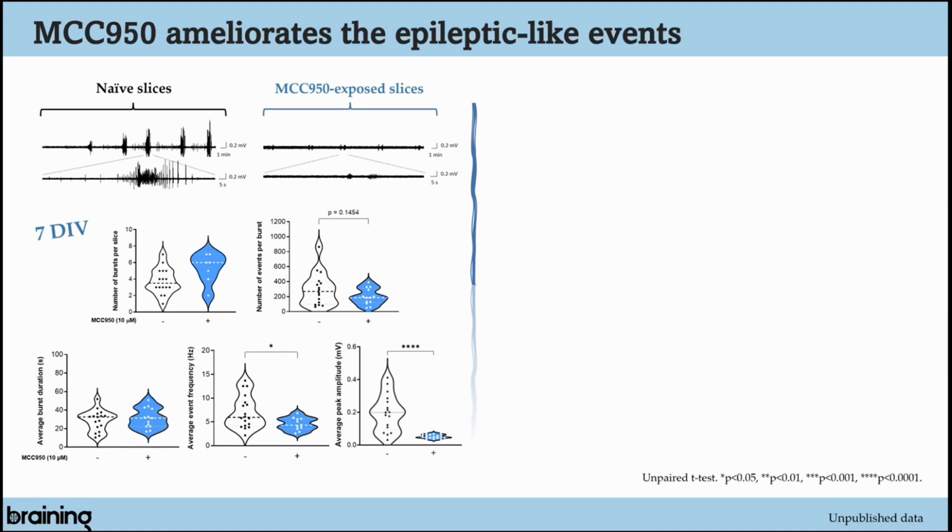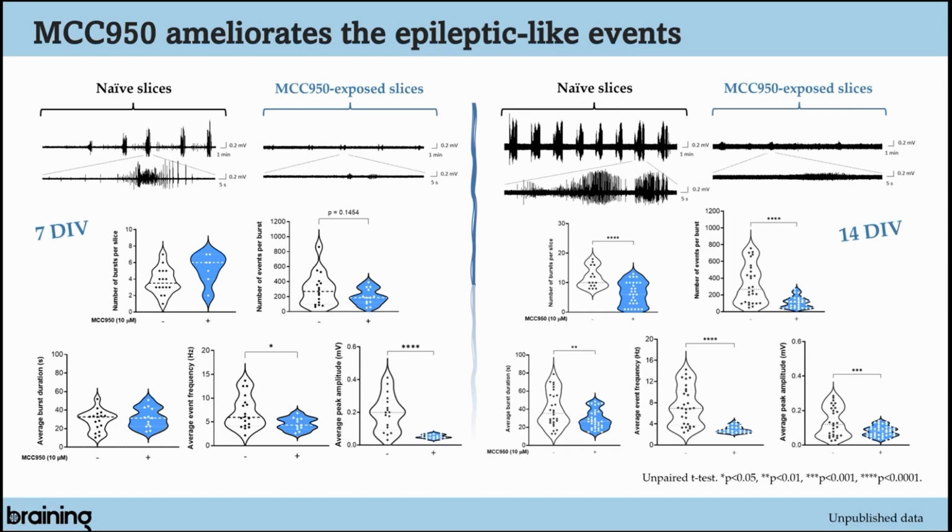We decided to check the epileptiform events, and realized that at 7 days in vitro, there were some parameters of the epileptiform activity that were already decreased, namely the average event frequency and the peak amplitude, and also a tendency in the number of events per burst. And as you can see in the representative images, you do have quite a difference from the naive slices to the MCC exposed ones. This difference becomes even more striking at 14 days in vitro, where you have a decrease in all the evaluated parameters of epileptiform activity.